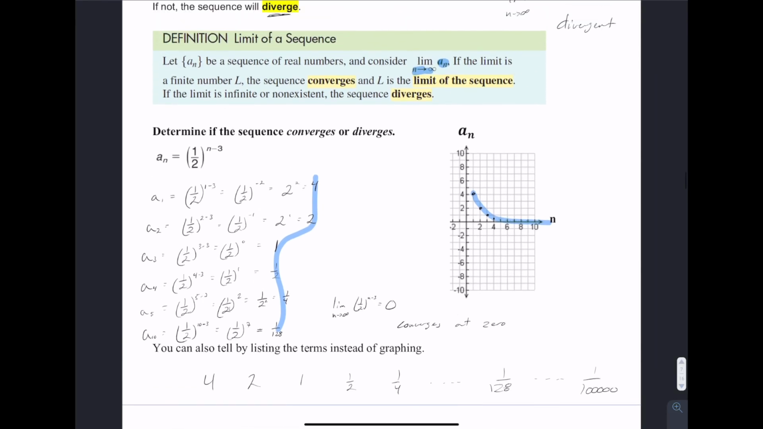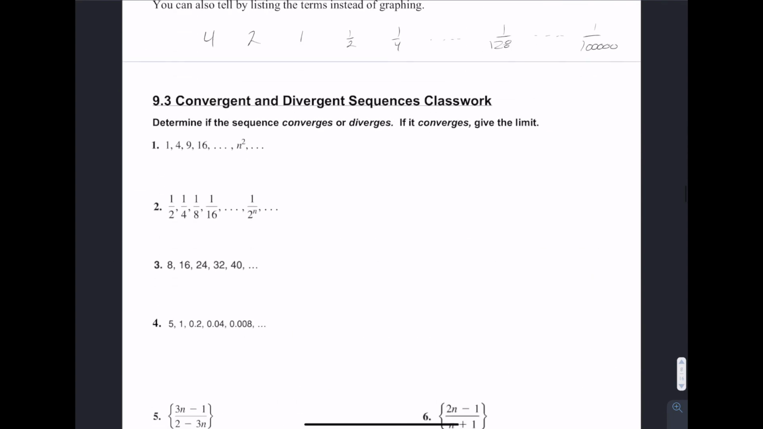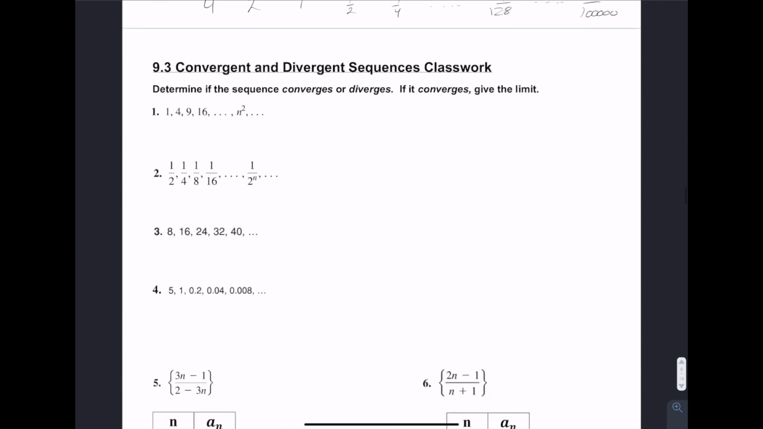So there you go, ladies and gentlemen. That's converging and diverging. On the next page, all you've got to do is just list out the terms and see whether it converges or not.